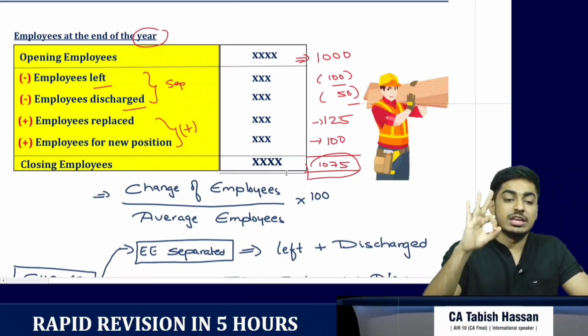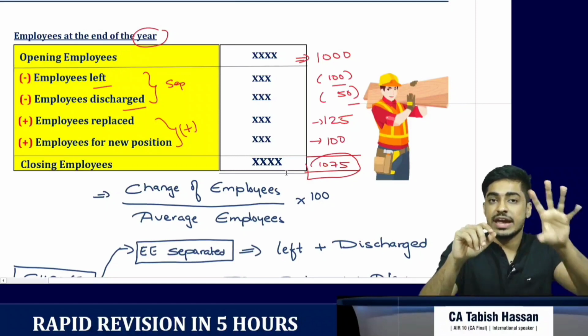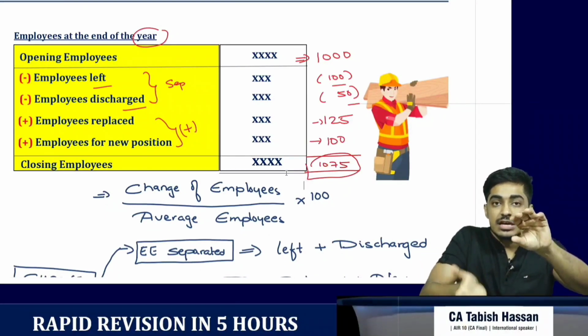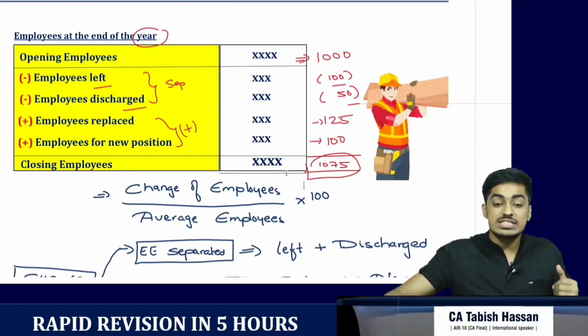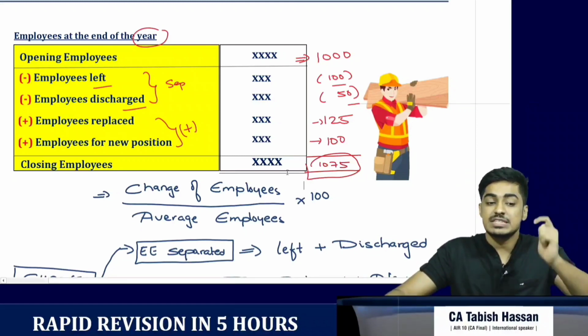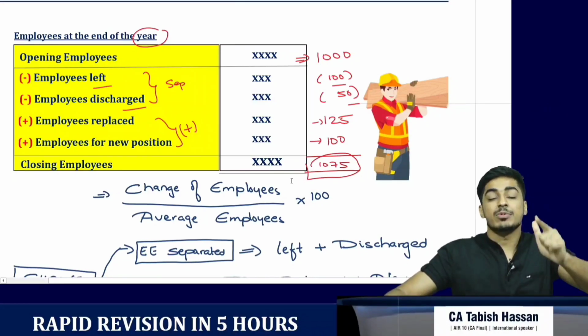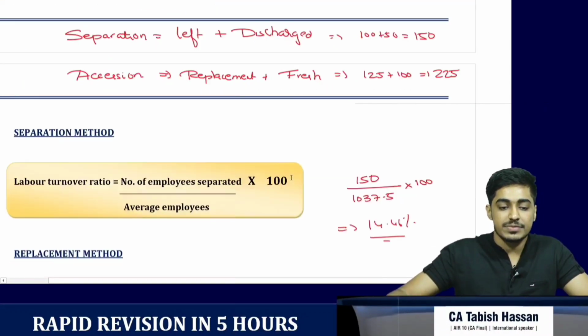So we got three different formulas. First thing is employees at the end of the year is equal to employees at the starting of the year less separation plus accessions. And then what is separation? It is employees left plus employees discharged. What is accession? It is employees replaced plus employees for fresh post.